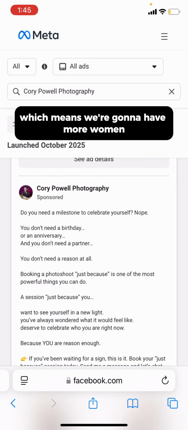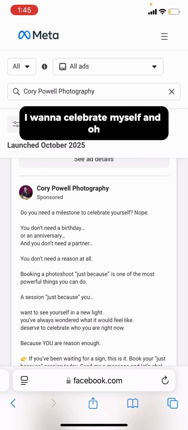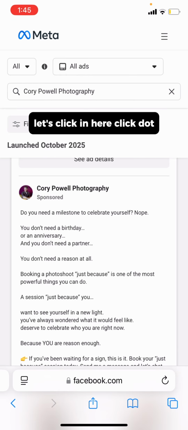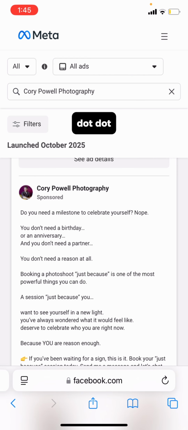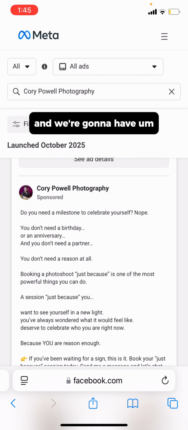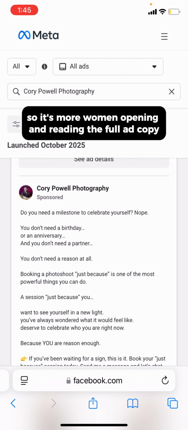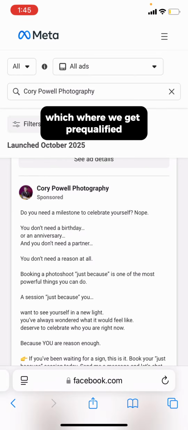which means we're gonna have more women that say, "Hey, I want to celebrate myself," and oh, I thought I had to wait to my birthday to do that. Let's click in here, click see more, see what they got to offer. So we're gonna have more women clicking see more, and more women opening and reading the full ad copy, which is where we're gonna get pre-qualified.